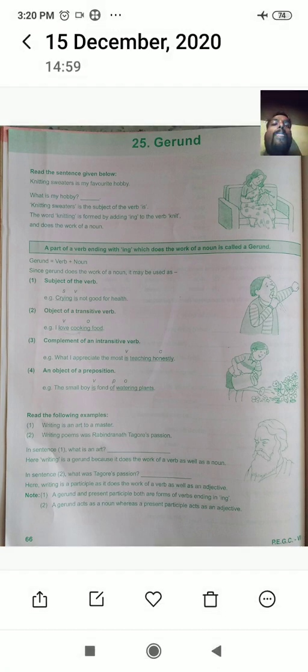In today's class we are going to discuss how to write a gerund in the sentence. Where do you come across a gerund in the different parts of the sentence? Did you get it? Let us know the first one. Gerund, verb plus noun. Since a gerund does the work of a noun, it also works as a noun.